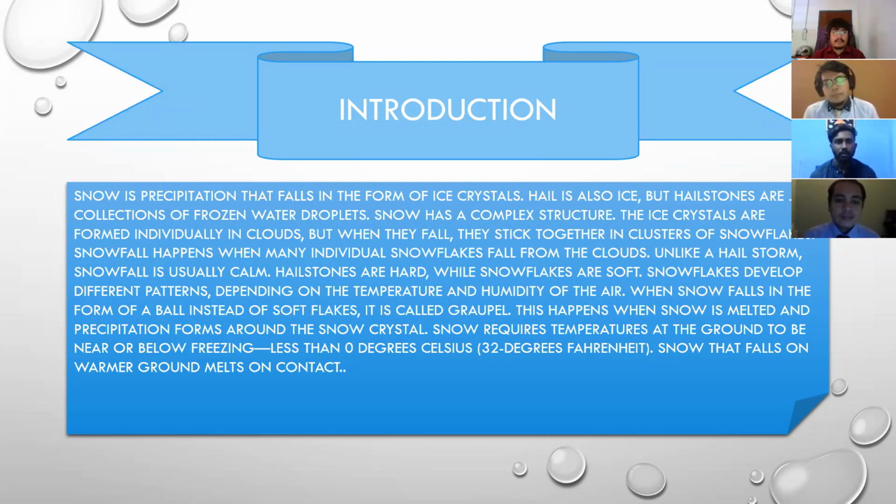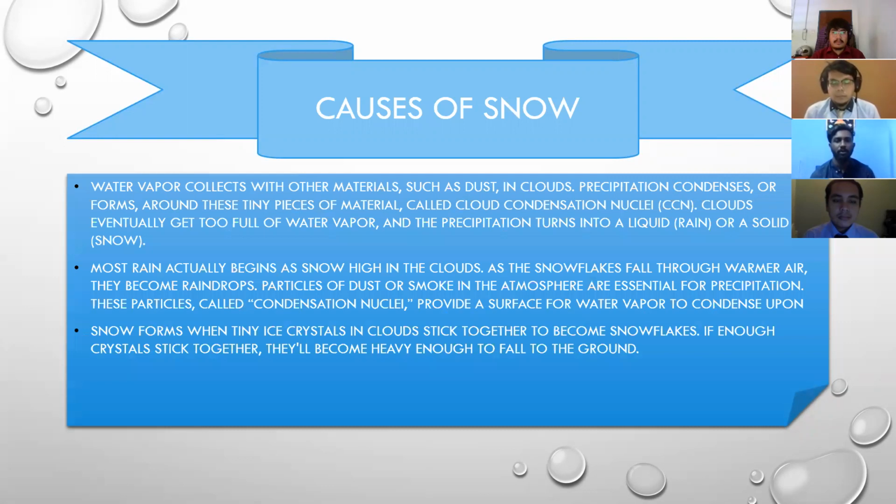Snowflakes develop different patterns depending on the temperature and humidity of the air. When snow falls in the form of a ball instead of soft flakes, it's called graupel. This happens when snow is melted and the precipitation forms around the snow crystal. Snow requires the temperature at the ground to be near or below freezing, less than 0 degrees Celsius. Snow that falls on warmer ground melts on contact.